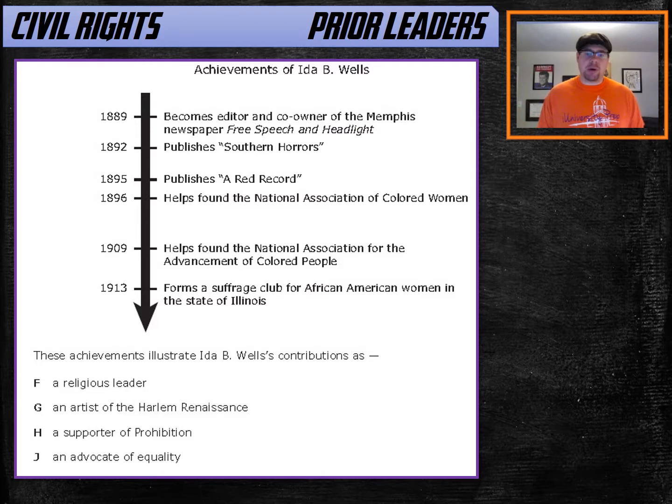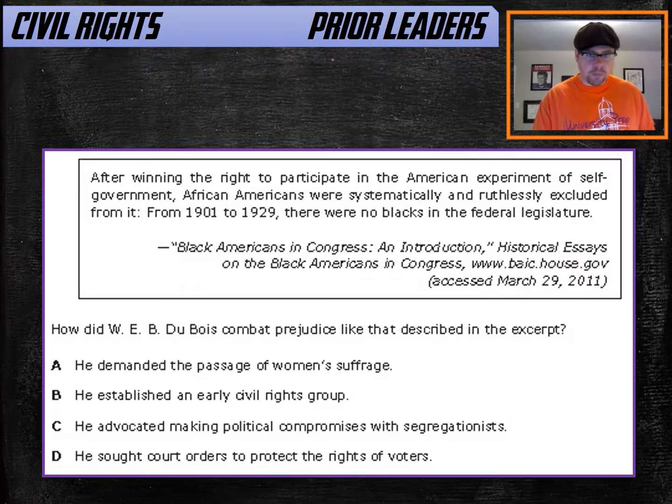And that is where she becomes best known as an advocate of equality, not only because she's founding or helping to found civil rights organizations like the NAACP, but also you notice she's supporting suffrage, women's suffrage, so it's equality in general. Finally, you're going to probably get a question on W.E.B.